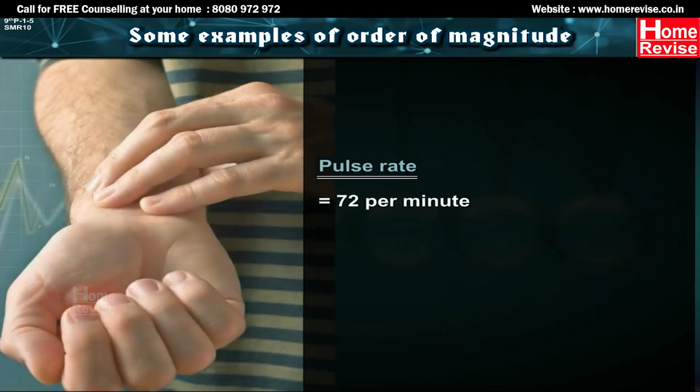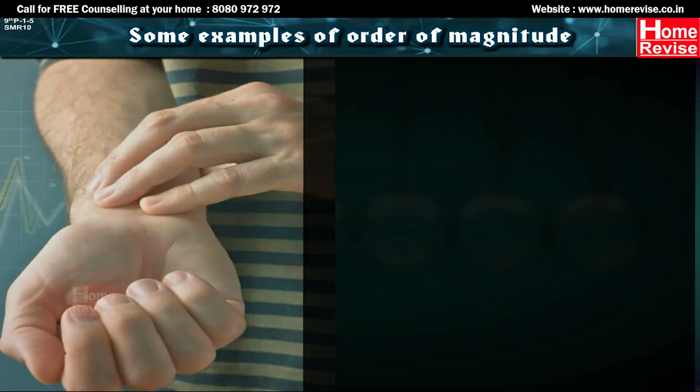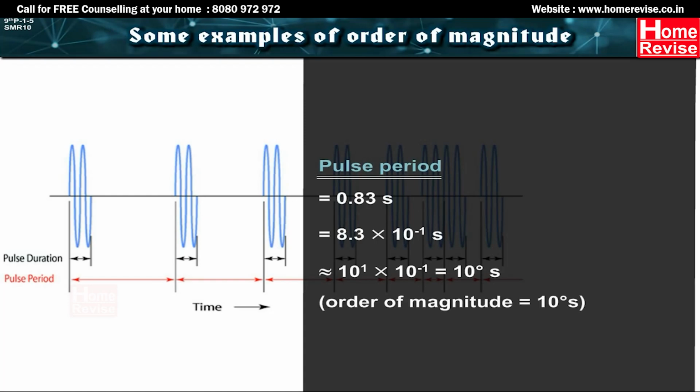Pulse rate is equal to 72 per minute, which equals 1.2 per second, which is nearly equal to 10 raised to 0 per second. Order of magnitude is equal to 10 raised to 0 per second. Pulse period is equal to 0.83 second, which equals 8.3 into 10 raised to minus 1 second, which is nearly equal to 10 raised to 1 into 10 raised to minus 1, which equals 10 raised to 0 second. Order of magnitude is equal to 10 raised to 0 second.